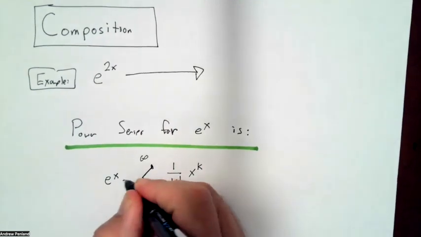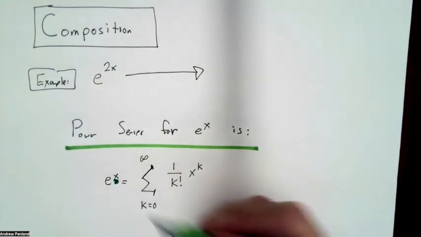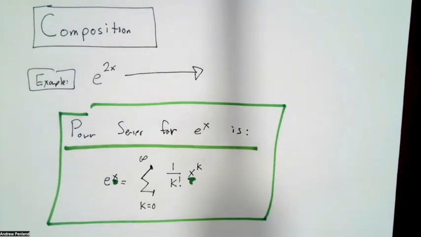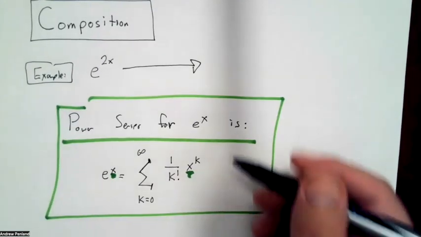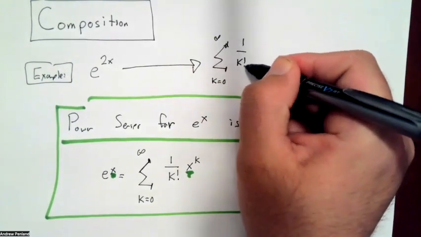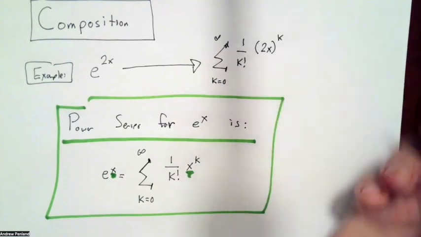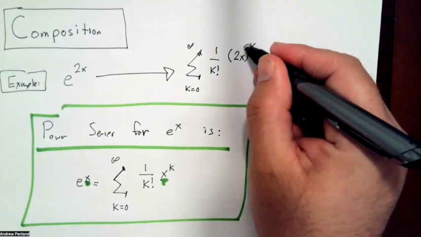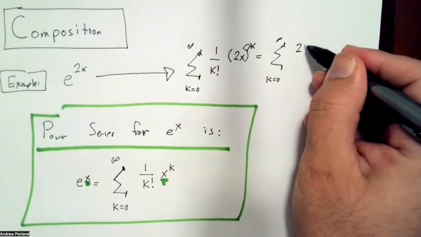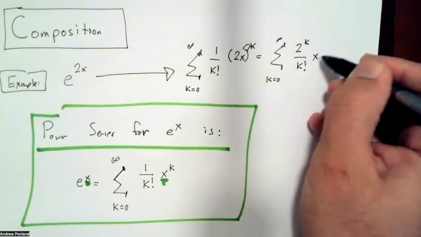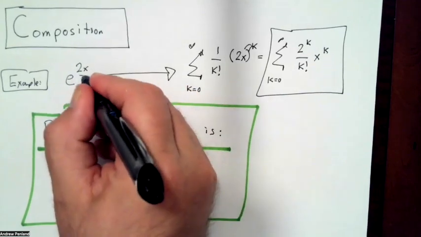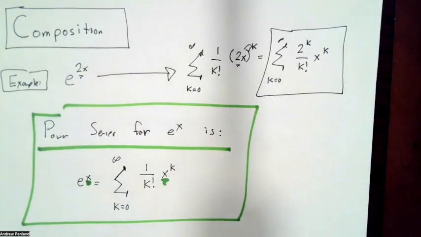If this is equal to e to the x, well, all we're going to do is connect this x to this x. So the power series for e to the 2x would have the exact same form, but instead of x, I would have 2x raised to the k. So this would be the sum from k equals 0 to infinity 1 over k factorial (2x) raised to the k, which I can distribute this k through as a power, and I get the sum from k equals 0 to infinity 2 to the k over k factorial times x to the k. So this would be the power series for e to the 2x, and I get that by plugging in 2x everywhere that I see x in the expression.